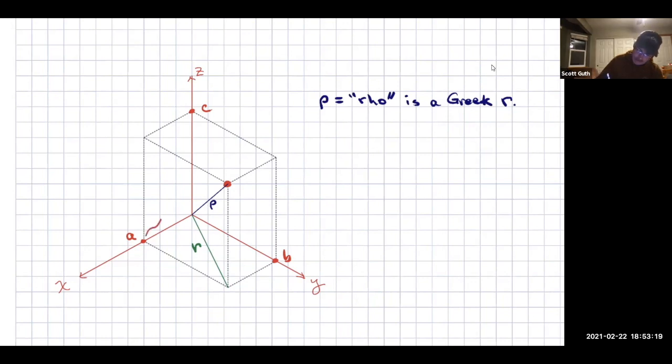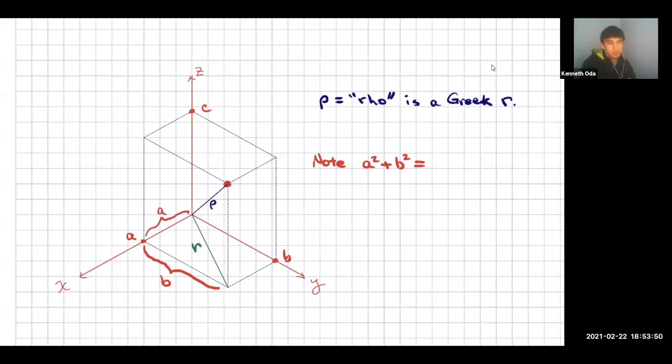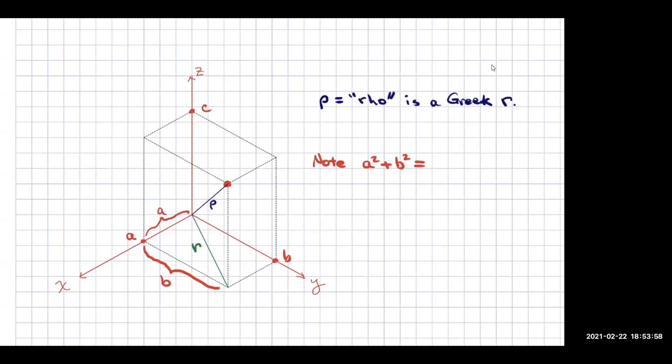Okay, so this distance is A, and this distance is B, right? So clearly note that A squared plus B squared is which one? C squared. With the picture though, look at the picture and find the right triangle. Rho squared? No, R squared.